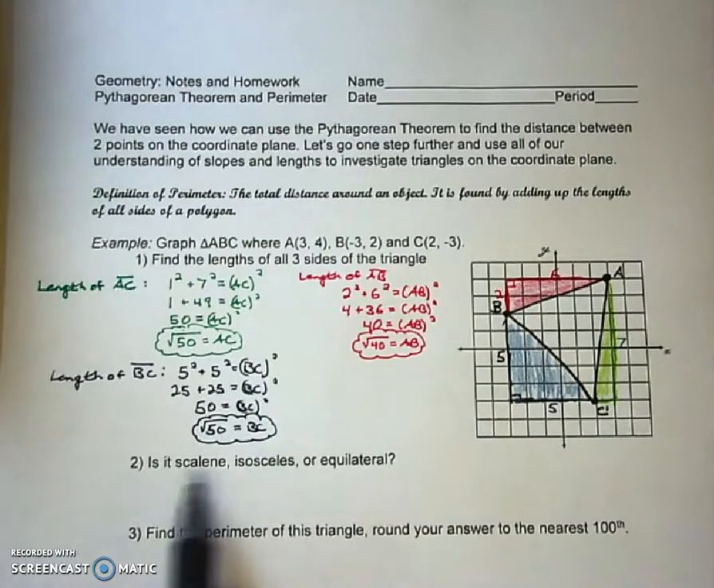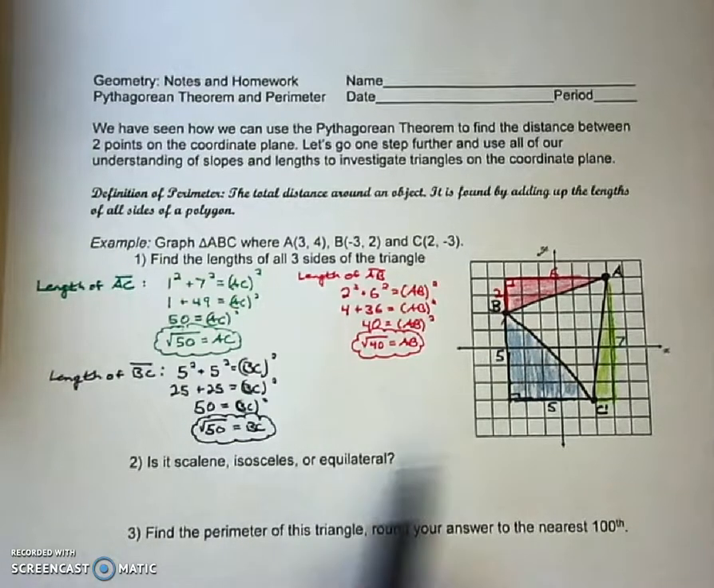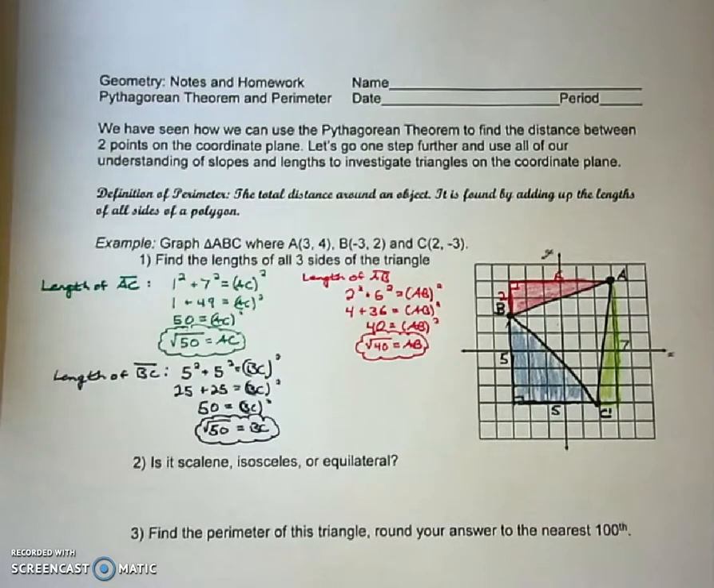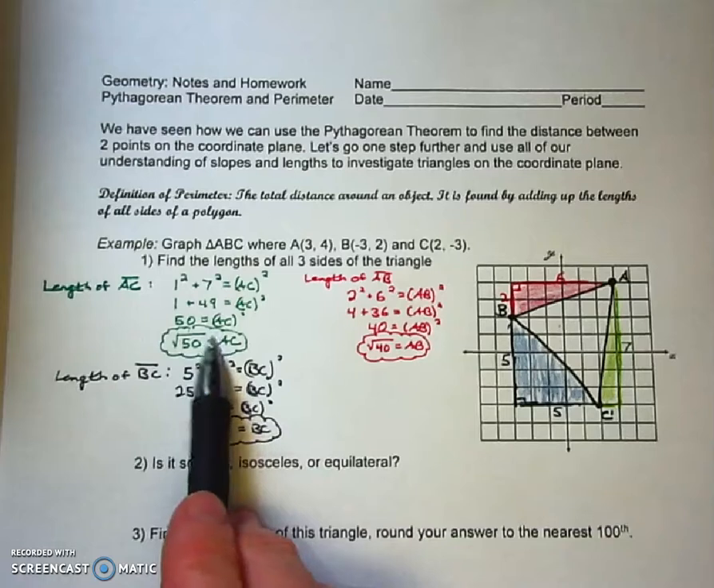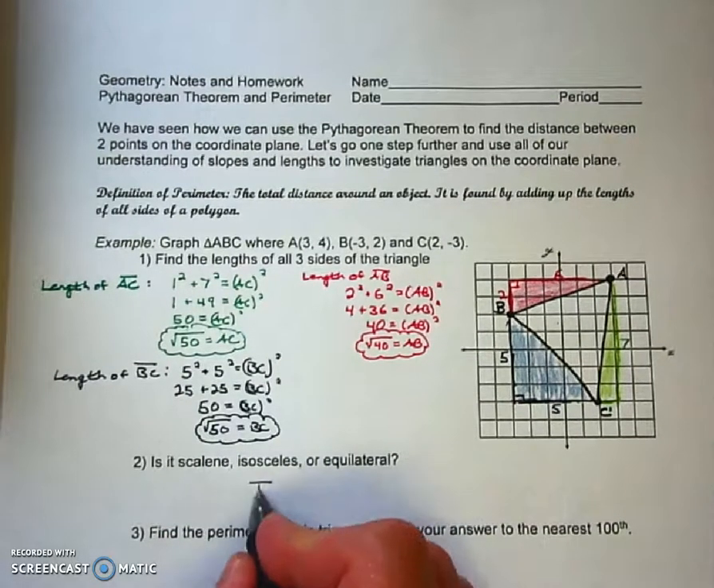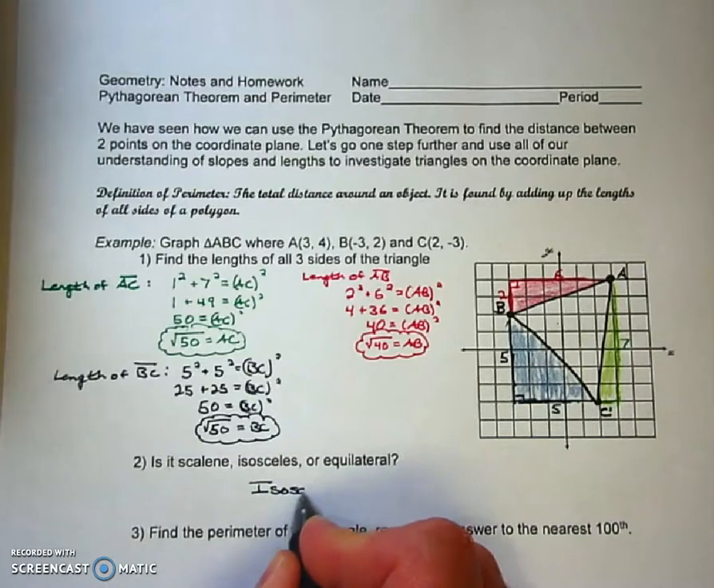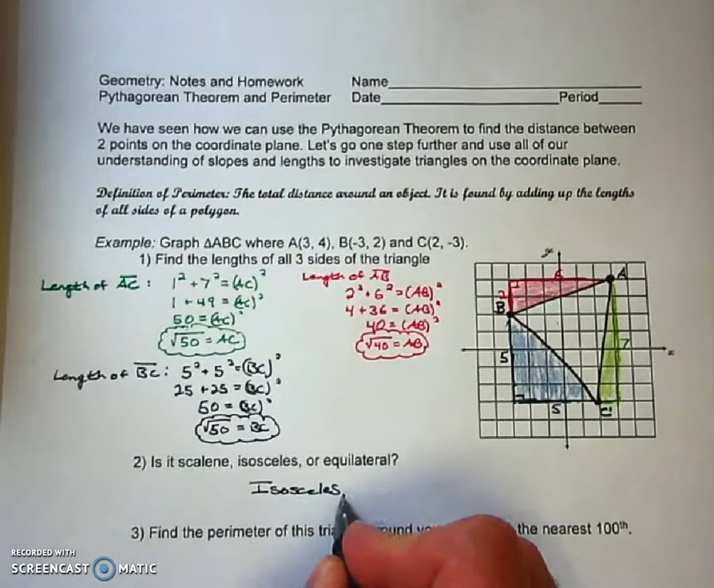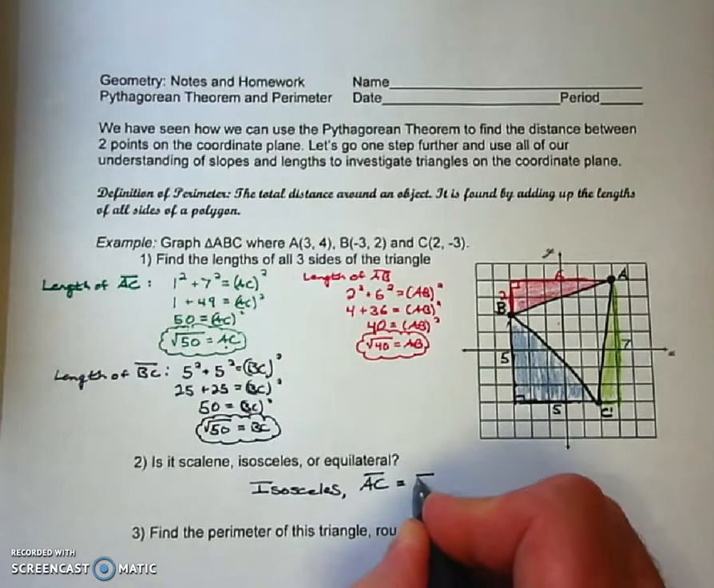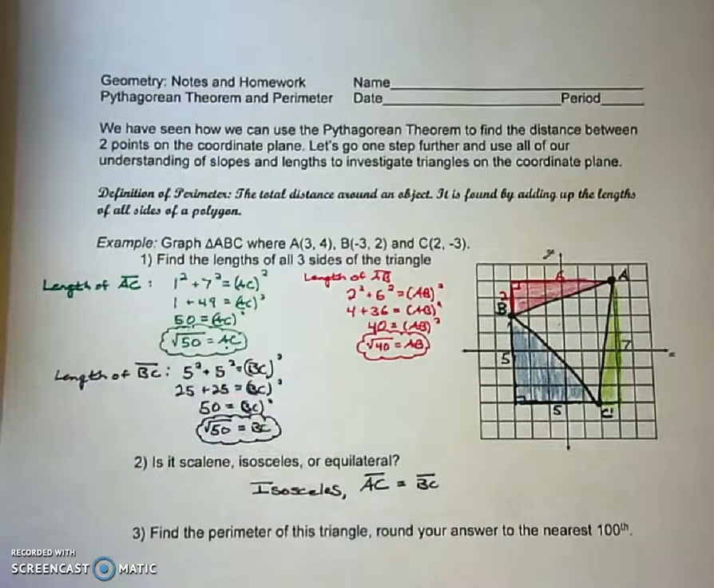Question 2 says, is this triangle scalene, isosceles, or equilateral? Well, remember, we're talking about the white triangle. The white triangle here is our original triangle. And eyeballing it, it's pretty hard to say if it's scalene or isosceles. That's why having these lengths is really helpful. I can tell that this is isosceles. And the reason I know it's isosceles is because segment AC is equal to segment BC. They both have a length of radical 50.